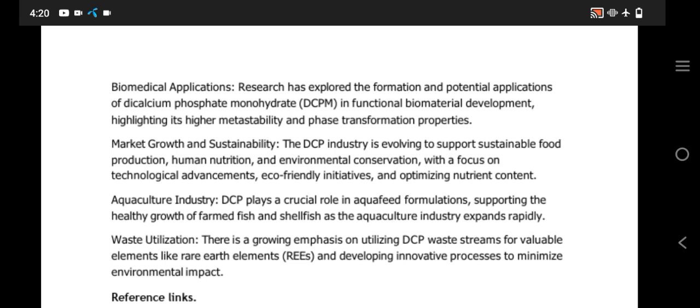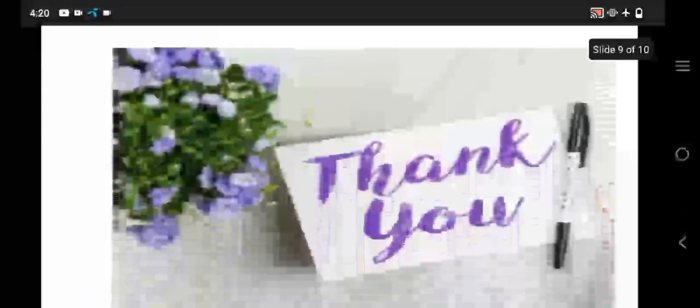Market growth and sustainability. The dicalcium phosphate industry is evolving to support sustainable food production, human nutrition, and environmental conservation, with a focus on technological advancement, eco-friendly innovations, and optimizing nutrient content. Aquaculture industry: dicalcium phosphate plays a crucial role in aquafeed formulation, supporting the healthy growth of farm fish and shellfish as the aquaculture industry expands rapidly. Waste utilization: there is a growing emphasis on utilizing dicalcium phosphate waste streams for valuable elements like rare earth elements and developing innovative processes to minimize environmental impact.